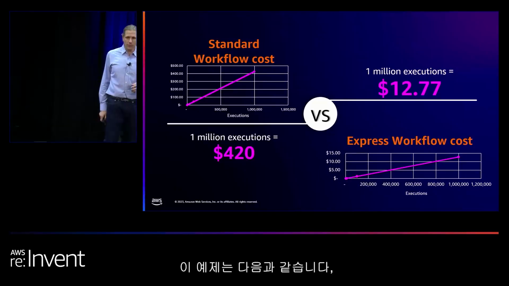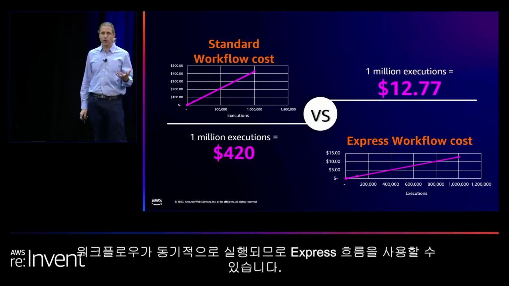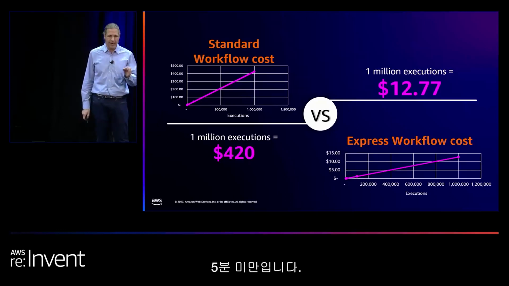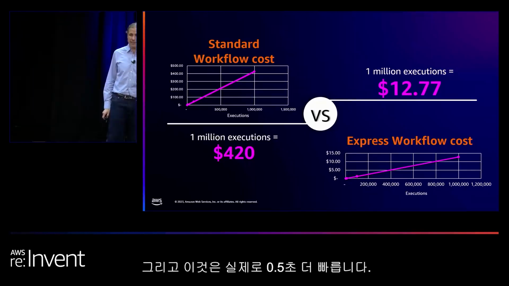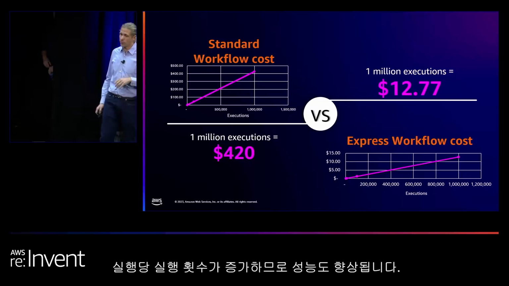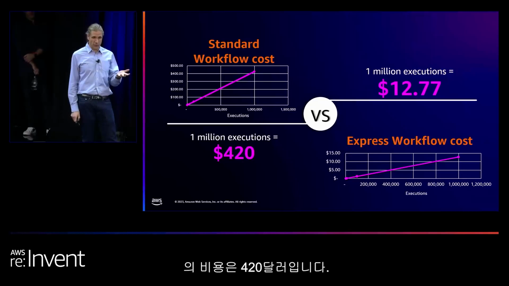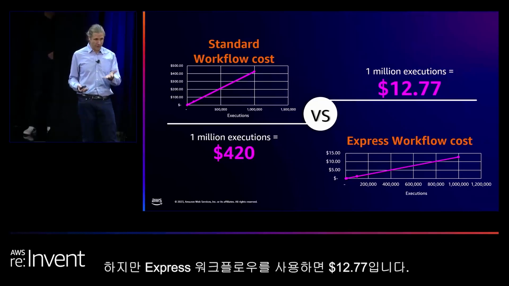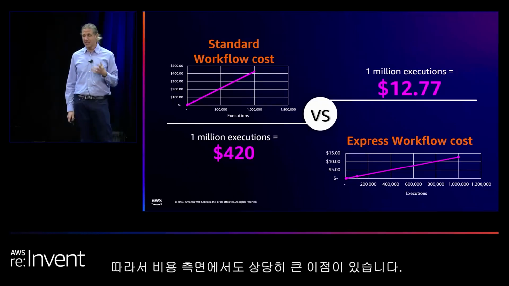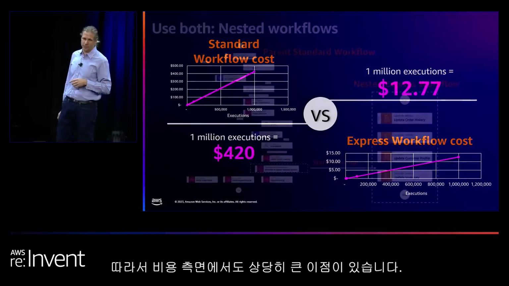And in this example we've got here, you can use Express workflows as the workflow runs synchronously under 5 minutes. And this is actually half a second faster to run per execution, so also a performance boost. And then 1 million Standard workflow executions would cost $420, but using Express workflows, this is $12.77. So that is seriously quite a big cost benefit too.